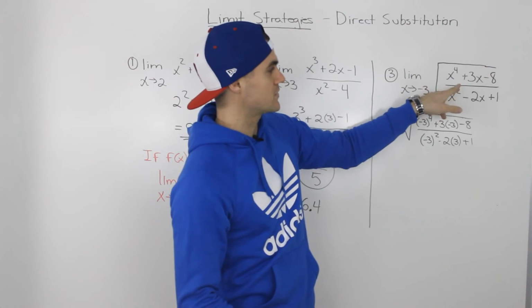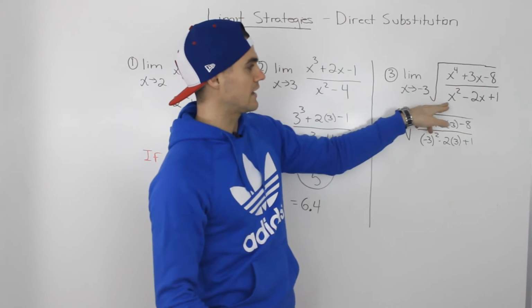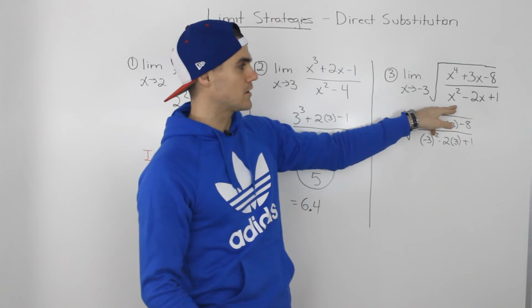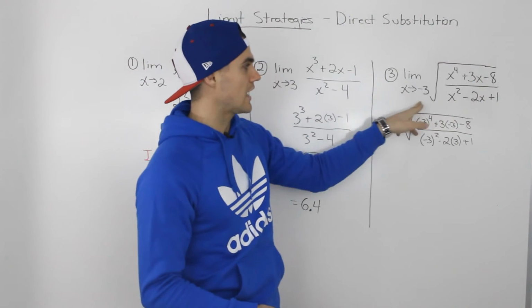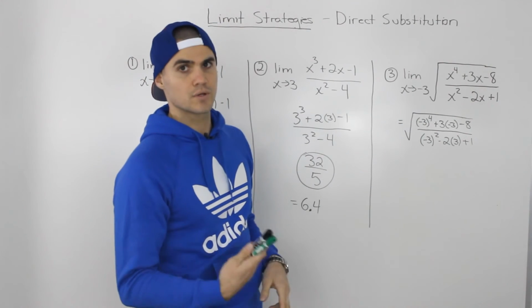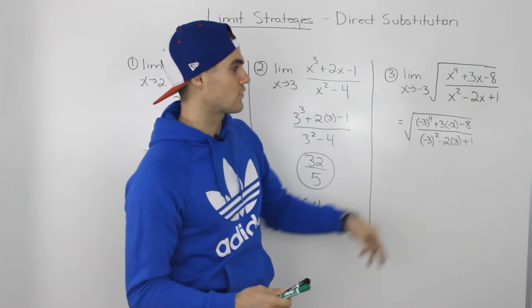Similarly, for this question here, the limit as x approaches negative 3 of the square root of x to the power of 4 plus 3x minus 8 all over x squared minus 2x plus 1. Notice if we plug in negative 3 for the x's in the denominator, it won't equal 0. So we know that this function at an x value of negative 3 is defined, so we can just use direct substitution and substitute that x value negative 3 for all the x's.